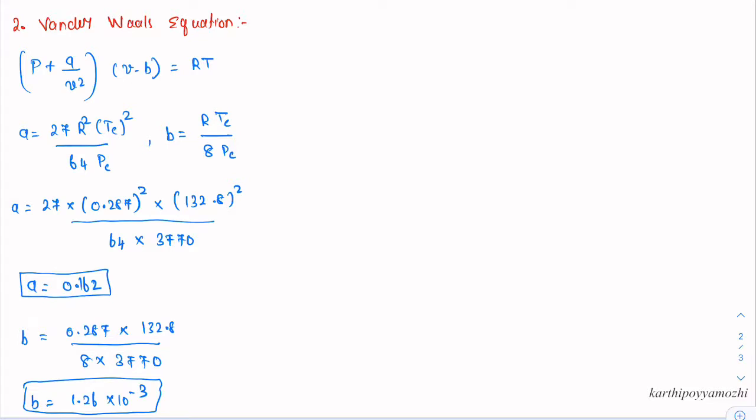And the value of specific volume is being calculated as specific volume, which is given by v is equal to V by m, that's equal to 0.3 divided by 15, which is equal to 0.02 meter cube per kg. Now we have found out the value of a, b and v in this equation, and if you substitute these values in this equation, you can get the value of P.